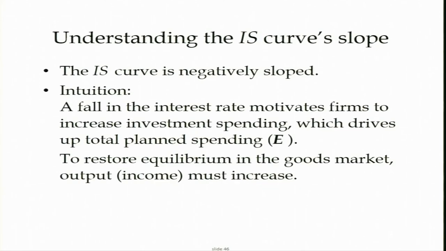So, in summary, understanding the IS curve slope: the IS curve is negatively sloped. A fall in the interest rate motivates firms to increase investment spending, which drives up total planned spending. Spending here means total investment. So, investment is increasing, and when only investment is increasing, investment is going to be greater than saving. In order to restore equilibrium in the goods market, saving must also increase, and for that, income must also increase. So, to restore equilibrium in the goods market, output must increase. That is the economic intuition for why the IS curve is negatively sloped.